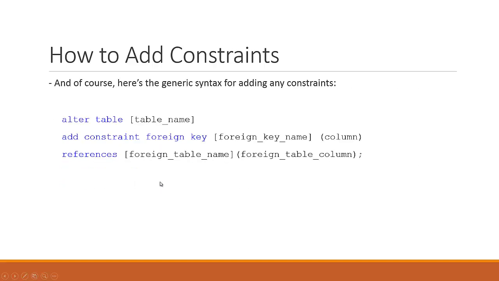And of course, here's the generic syntax for adding constraints. I say any constraints, but really this is strictly specifying the foreign key constraint. If you took foreign key out of there, then it might be more generic in terms of any constraint. But in any case, this is the syntax, which I just talked about: alter table, table name, add constraint, foreign key, the name of the foreign key, the column inside of this table, references, the name of the foreign table that it's going to be pointing to, and the name of the column on that particular foreign table.